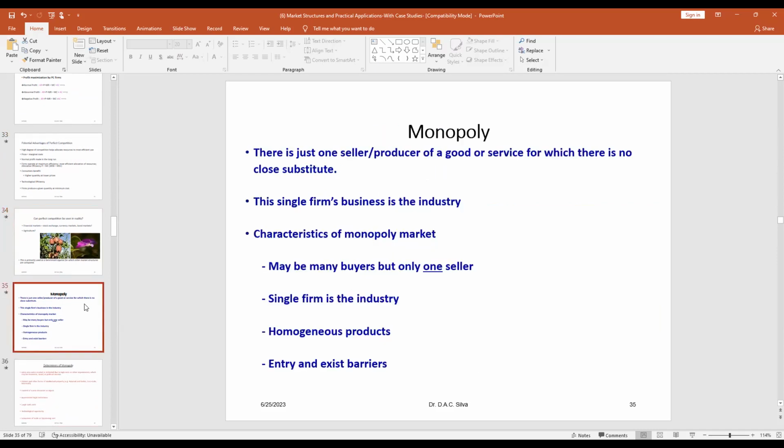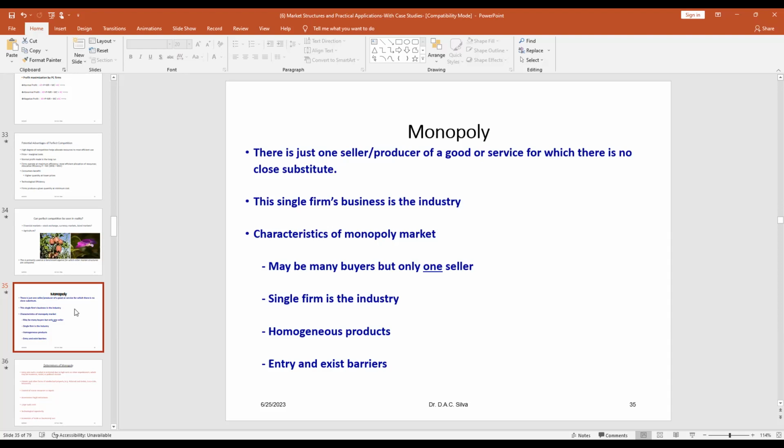Now we come to the monopoly market. Monopoly market is one seller, many buyers. There are barriers to entry and exit. Example, there is one seller, many buyers. Can you give me an example?